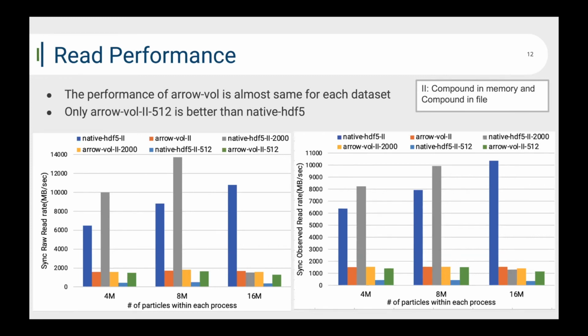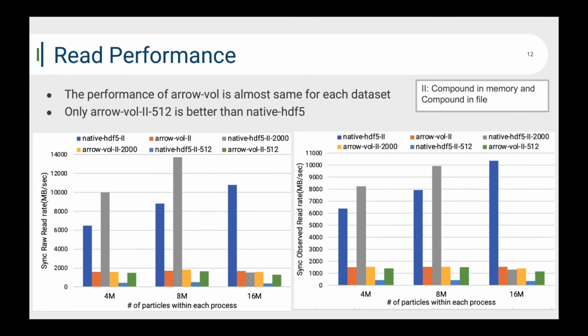In the read operation, Arrow needs to read data from disk. From these 2 figures, we can see that the performance of Arrow is almost the same for each data set. The read performance of native HDF5 is higher than Arrow. The performance of Arrow is better than native HDF5 only in the situation when reading small size columns.